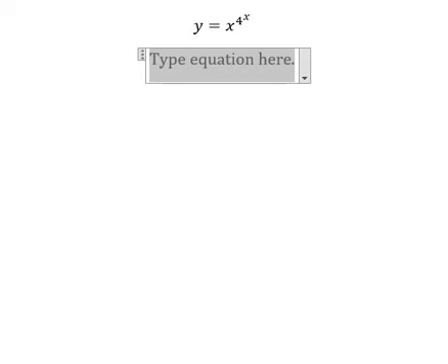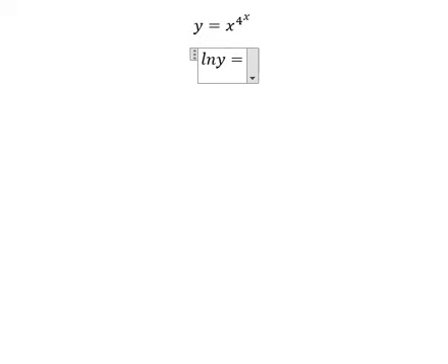Hello everybody. So today I want to talk about algebra and calculus. The topic is about the first derivative. Now I want to show you how to answer. We can use the natural log for both sides.